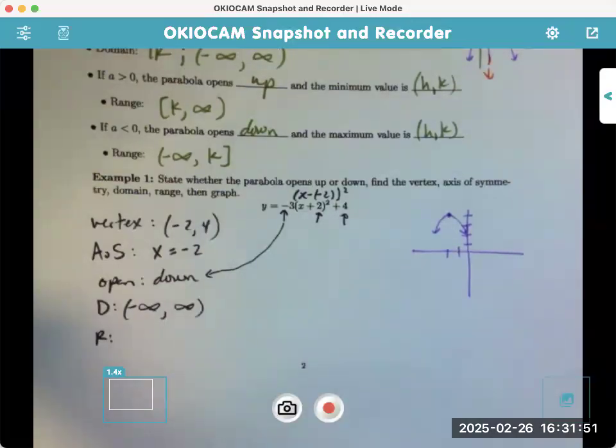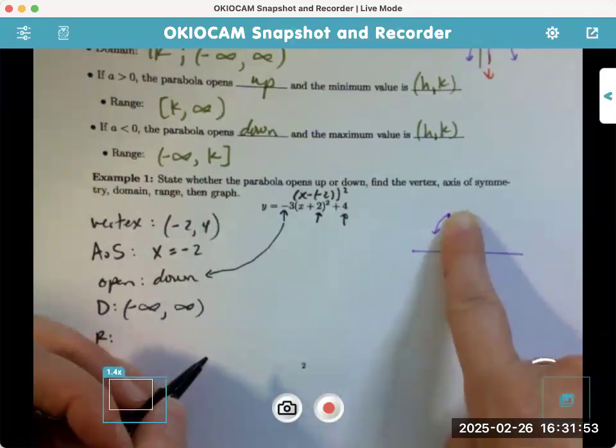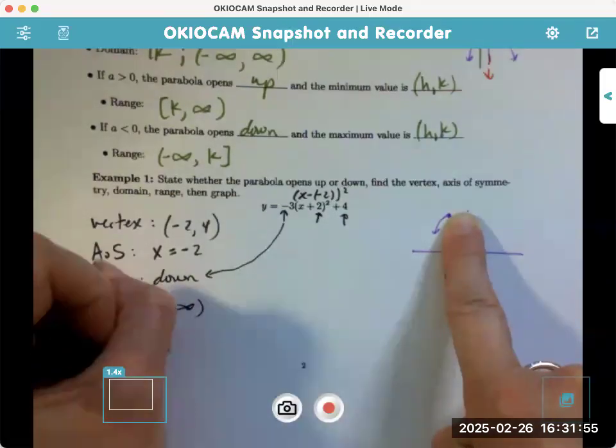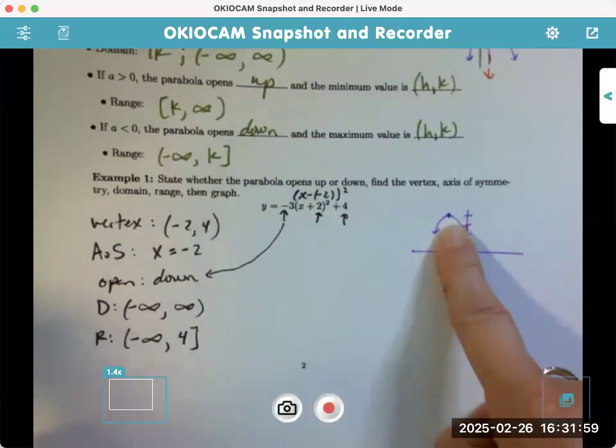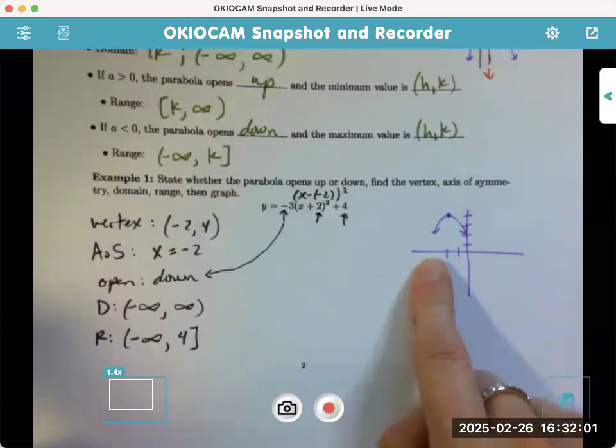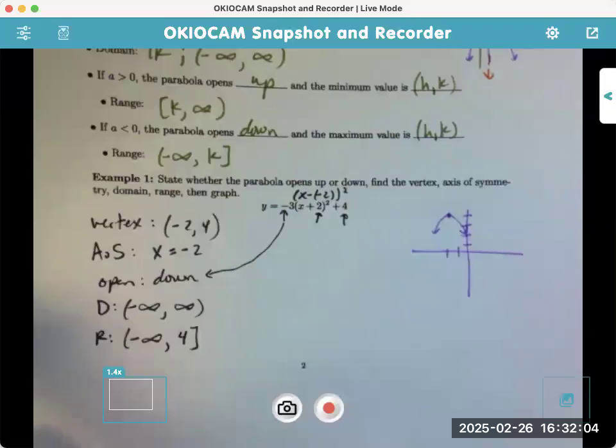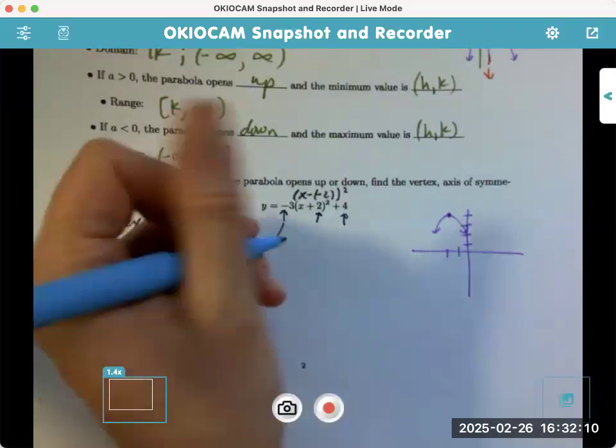Perfect. So then the range, that means I'm bottom up. So that is negative infinity, we stop at 4. Then graph. All right, there we go. Yay, go up. Okay.